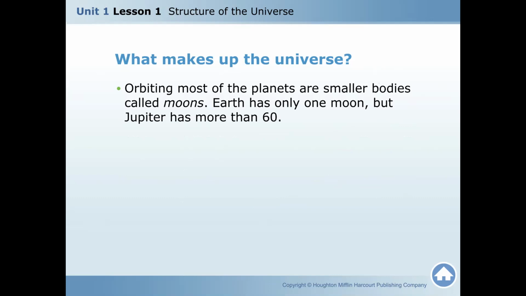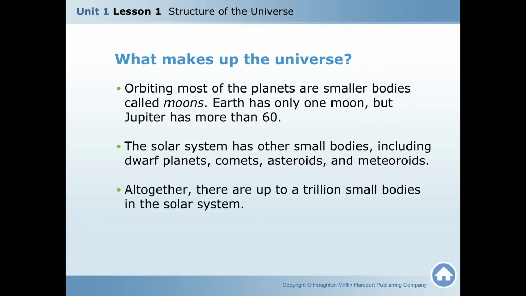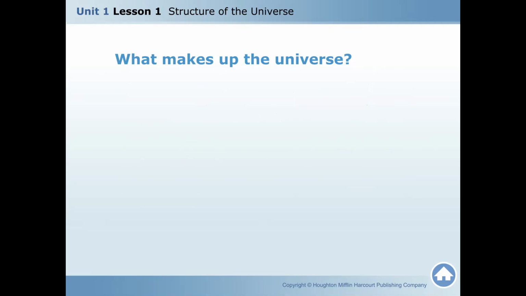Orbiting most of the planets are small bodies that we call moons, sometimes referred to as satellites. Earth has only 1 moon, but Jupiter has more than 60. Wow. The solar system has other small bodies, including dwarf planets, comets, asteroids, and meteoroids. Altogether, there are up to 1 trillion small bodies in our particular solar system.